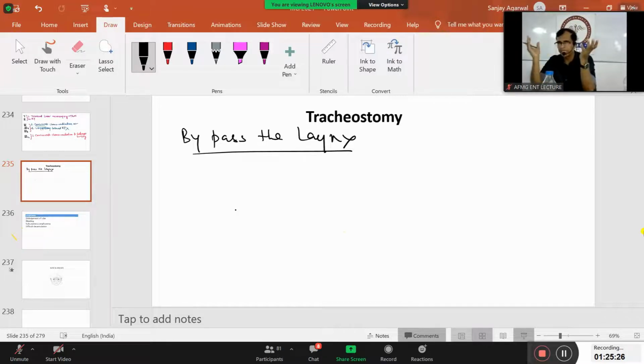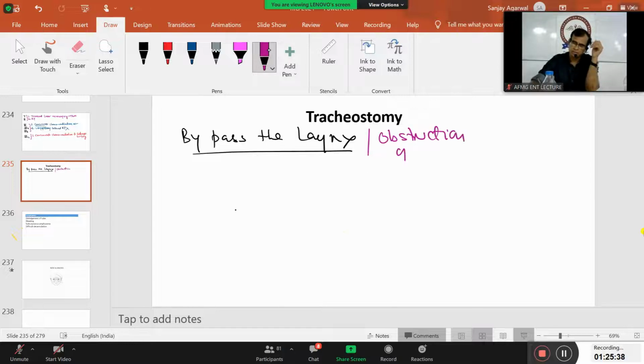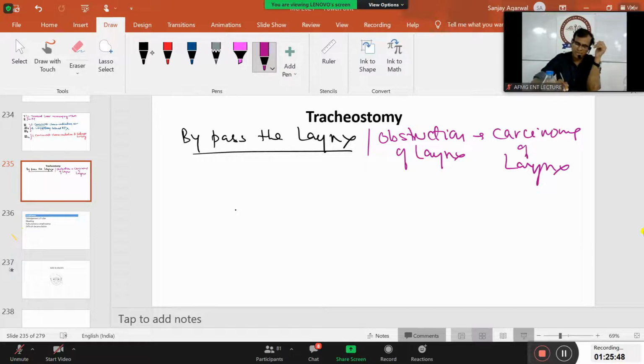If the larynx is blocked, we have to bypass it. What will close the larynx? Which means obstruction of larynx, usually due to carcinoma of larynx. Basically, what I'm trying to say is, when they ask you the indication for tracheostomy, all these are correct answers. Bypass the larynx or obstruction of larynx or carcinoma, they are the same thing, similar thing. They are all correct answers.